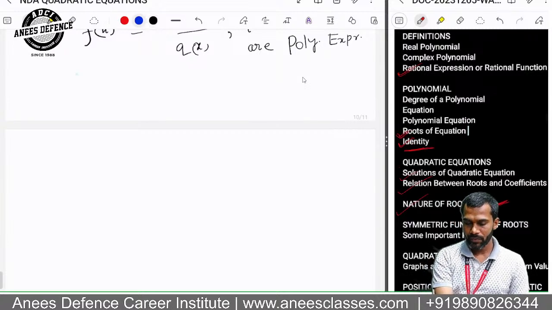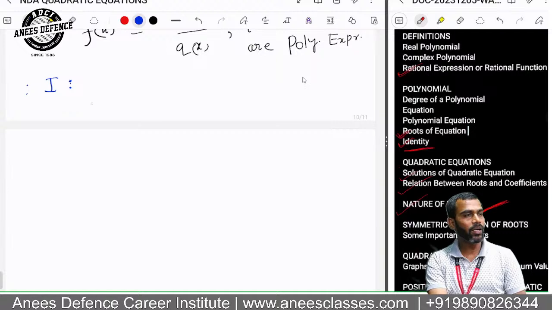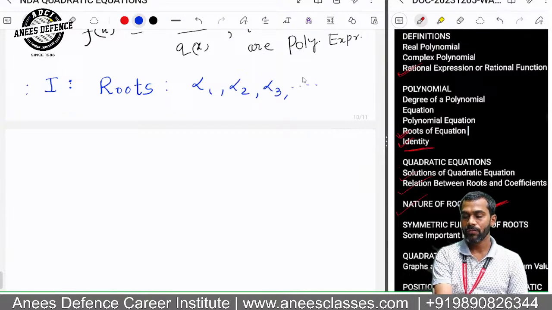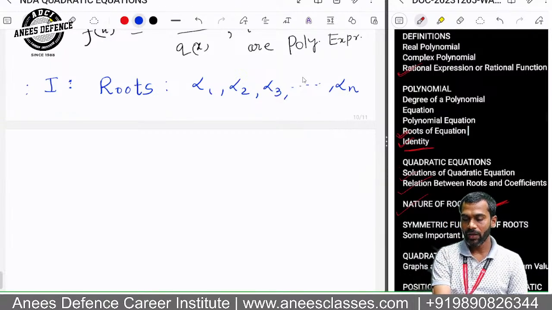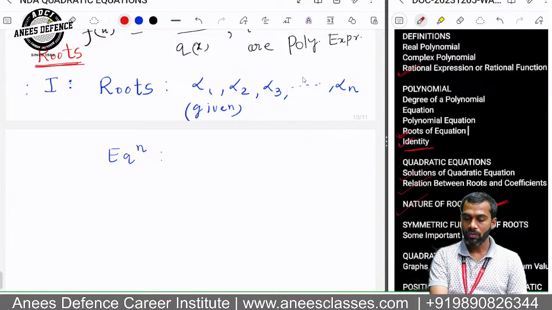See, I have covered case number 1. Let me revise yesterday's lecture. At the end of the lecture, we have seen case number 1. If roots are given, alpha 1, alpha 2, alpha 3, up to alpha n, so these are the roots which are already given, and we are supposed to find out the equation. So give the heading, roots. How to find out roots, right?